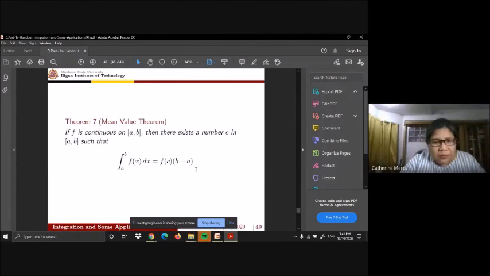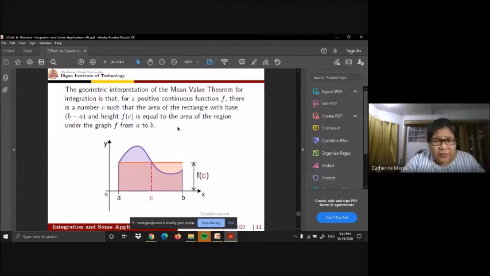Okay. What is the geometric interpretation of the mean value theorem? For integration, for a positive continuous function f, there is a number c such that the area of the rectangle with base b minus a and height f at c is equal to the area of the region under the graph from a to b. So, the area of the region.